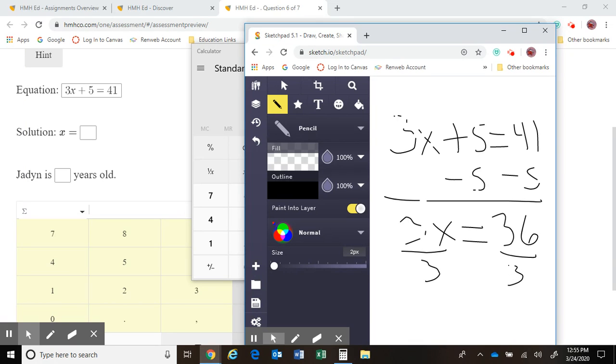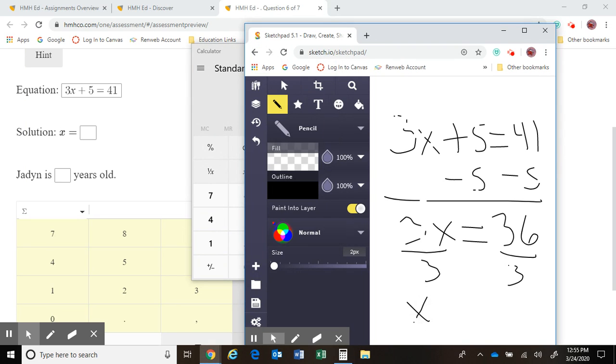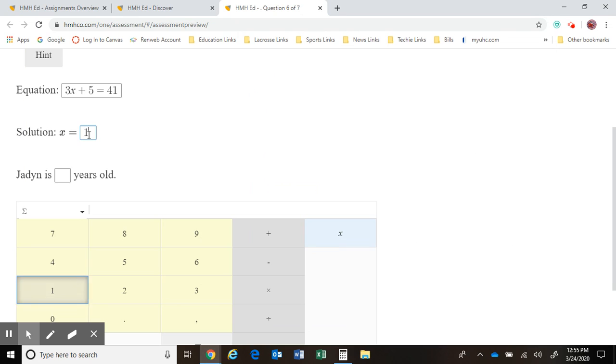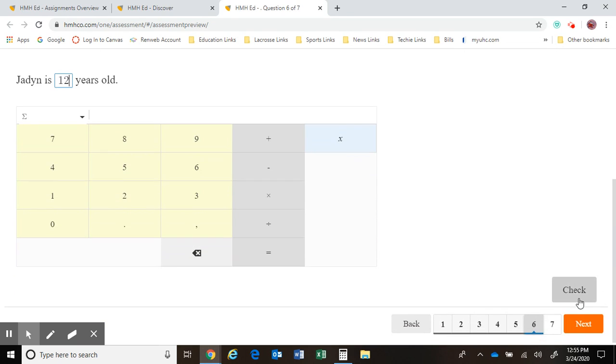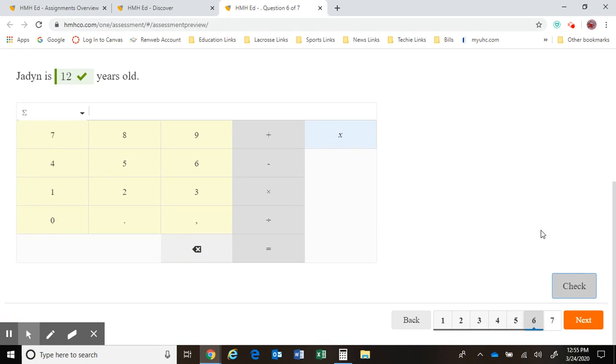And 36 divided by 3, that's 12. So x equals 12. So what's my solution? 12. Jaden's 12 years old. Hopefully that was helpful. Let's check it. Boom, we're good. All right, let's move on to the last one.